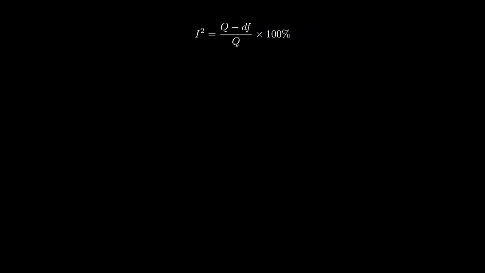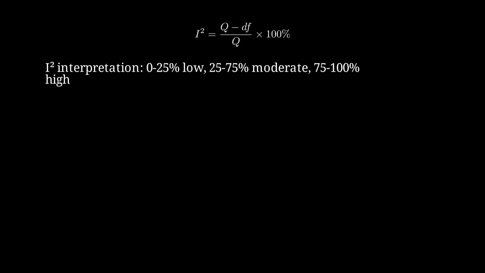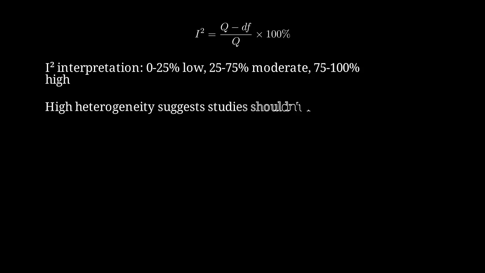Let's explore some key equations and quantitative concepts used in reviews, particularly meta-analyses. The I-squared statistic measures heterogeneity between studies. It tells you what percentage of variation is due to real differences versus chance. Interpretation: 0 to 25% is low heterogeneity, 25 to 75 is moderate, and above 75 is high heterogeneity. High heterogeneity suggests the studies are too different to meaningfully combine into a single estimate.